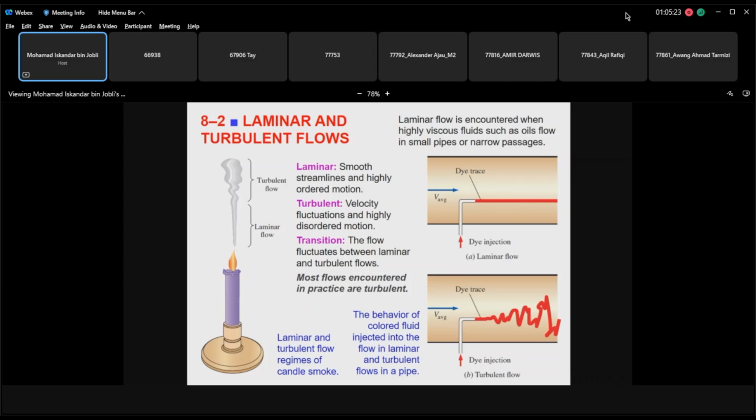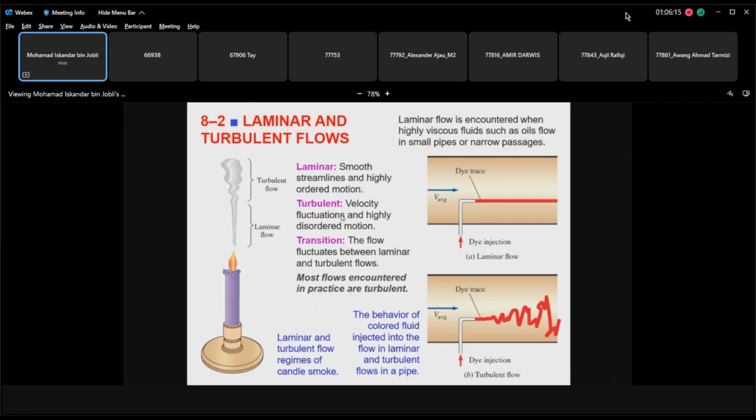You have a straight line, a highly ordered motion. That's another definition of laminar flow: highly ordered, meaning in order, with smooth streamlines. Most of the time in laminar flow, when you have very low velocity, you're going to have a straight line like this. And the moment you increase the velocity, this is the finding from the experiment, the flow is distorted like this. You're going to have distortion in the flow.